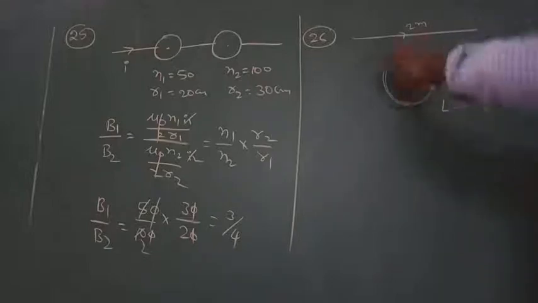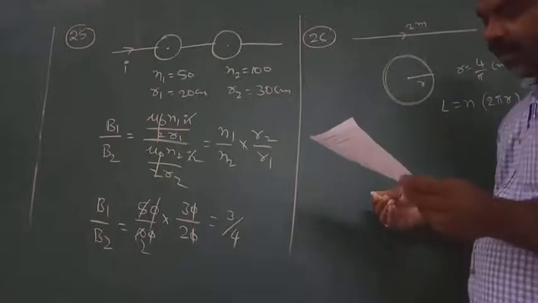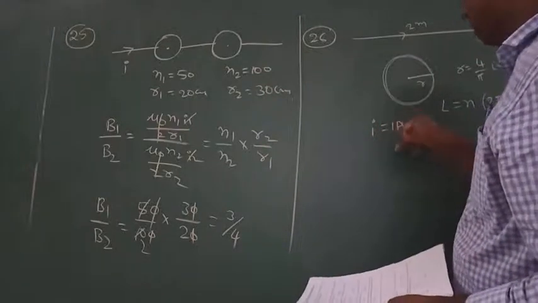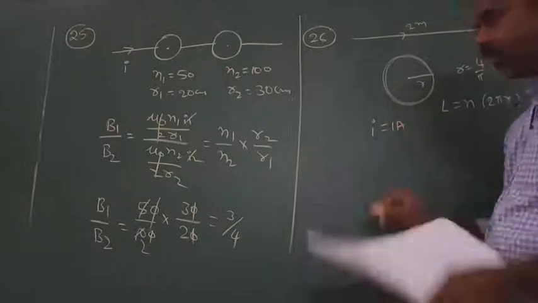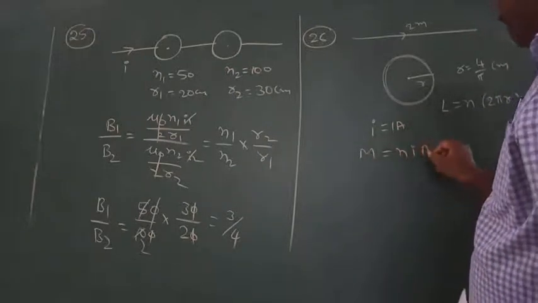The length of the wire L is equal to N into 2 pi r, so the number of turns N is equal to L by 2 pi r. Then the current flowing through that wire is 1 ampere. The magnetic moment M is equal to N I A.